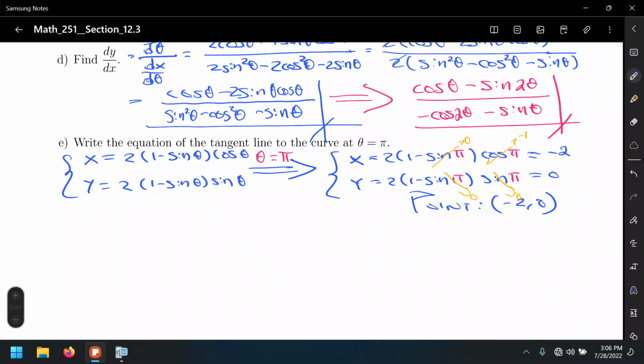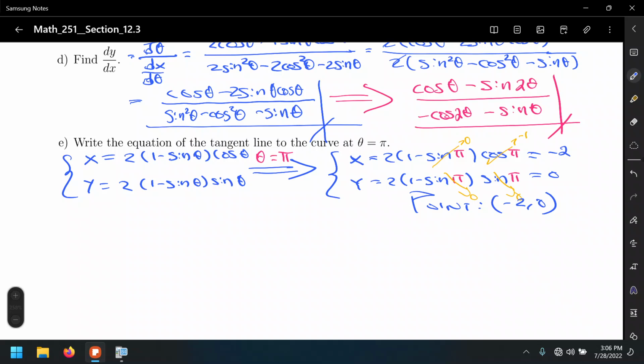Why is the 2 negative? Which one? For the x values? Oh, okay, so that's okay. Sine of pi, which is 0, 1 minus 0 is simply 1. And then, so that's 2 times 1 times -1, which is the cosine of pi.